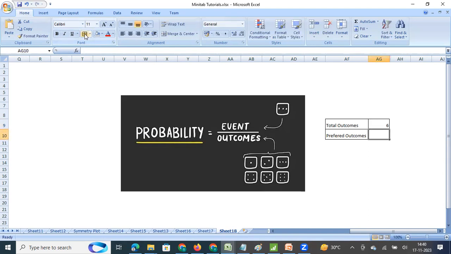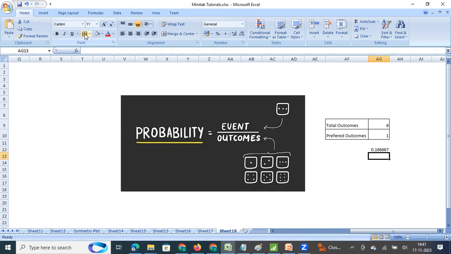So 6 and 1. Now, how do you calculate probability? In a very simple way, the formula for probability is preferred outcome divided by total outcomes. So in this case, the probability of the event occurring is 0.166. Now, when you spin a Ludo die, what are the chances of you not getting a 3?